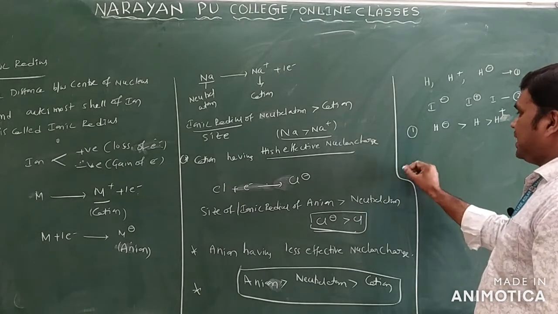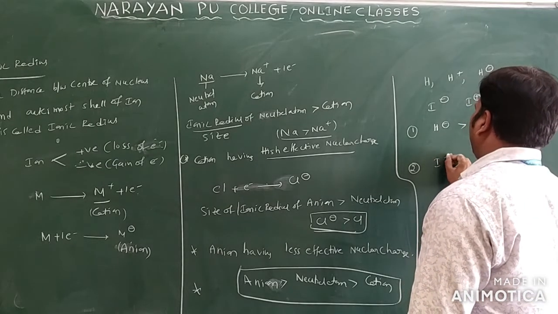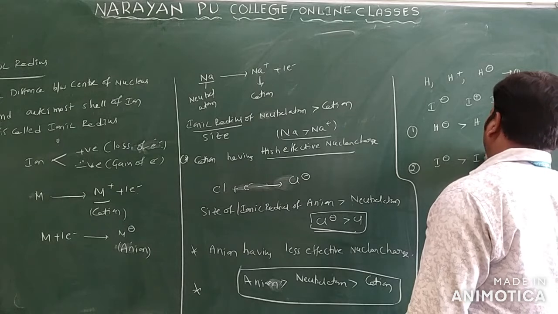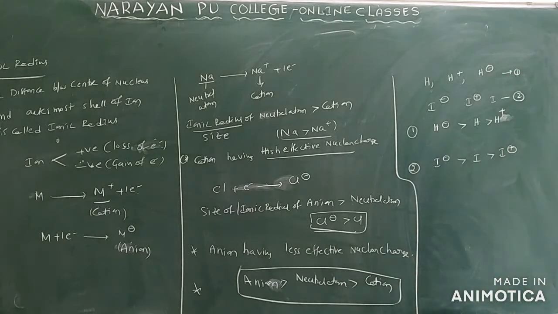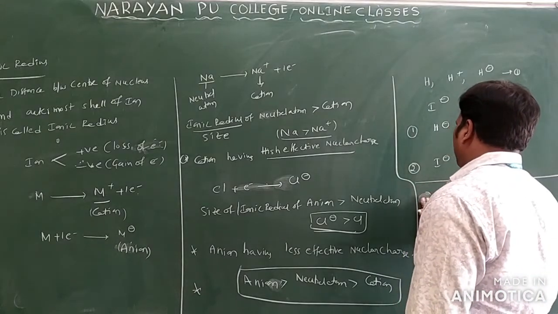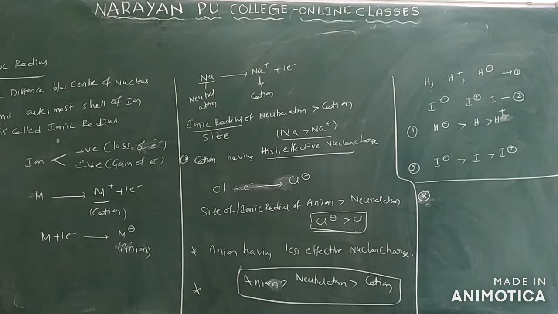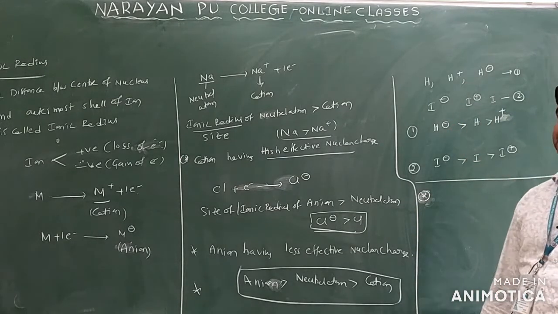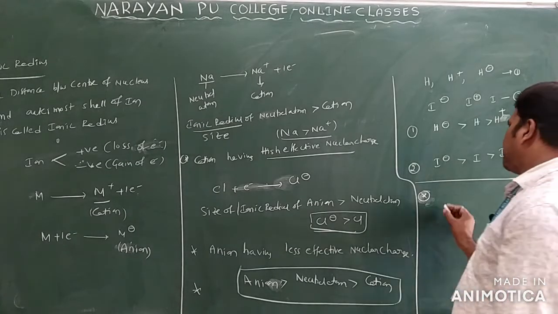Come to the second one we have. Among those, which is the anion here? I minus greater than I plus only. This is regarding when the anion, the cation and the neutral atom are given; you can follow this order only. So if you take the cation, a very important point here: if the charge increases, we have to compare the charge on both cases, the positive ion and the negative ion.